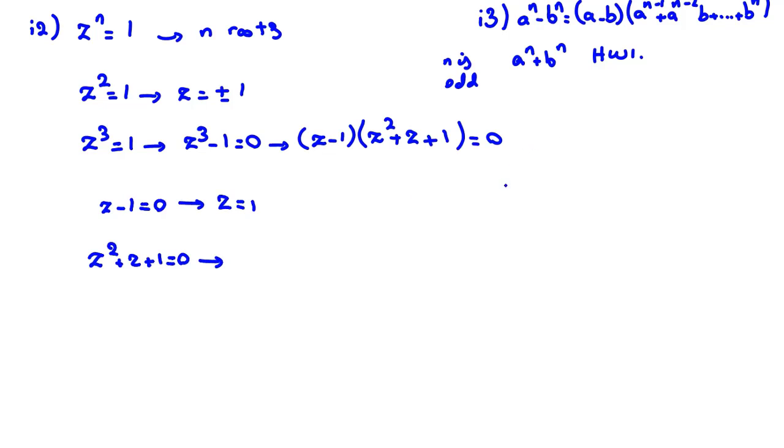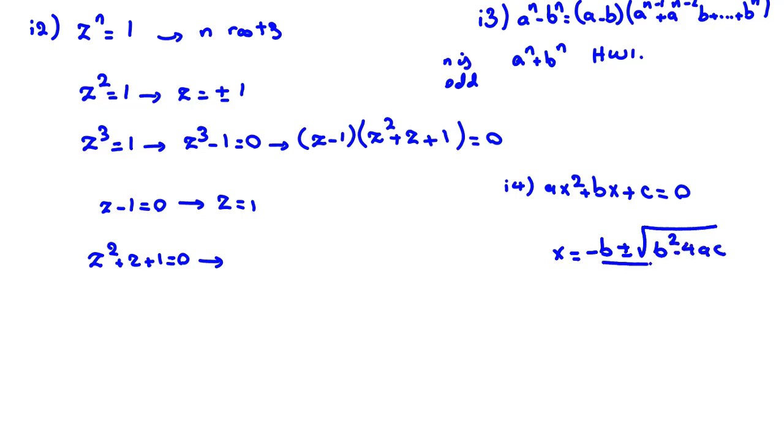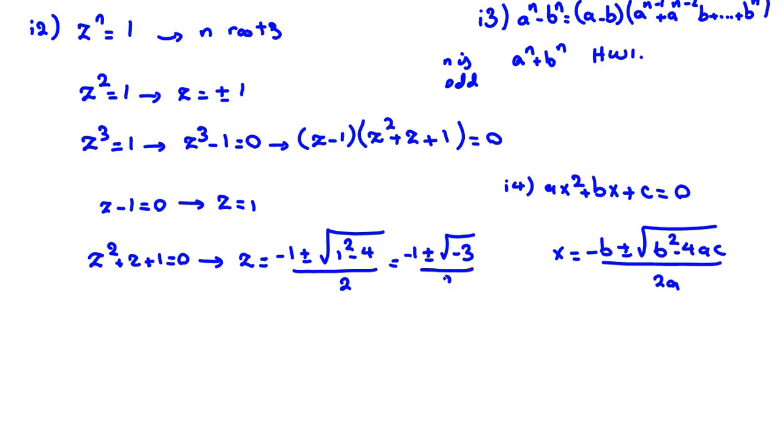For this one, idea 4, quadratic equation. When we have ax squared plus bx plus c equal to 0, then x equals negative b plus minus square root of b squared minus 4ac all over 2a. You should memorize this formula. So z equals negative 1 plus minus square root of 1 squared minus 4 times 1 times 1 over 2. So it is negative 1 plus minus root negative 3 over 2. We know i equals root negative 1, so it will be negative 1 plus minus i root 3 over 2. Okay?